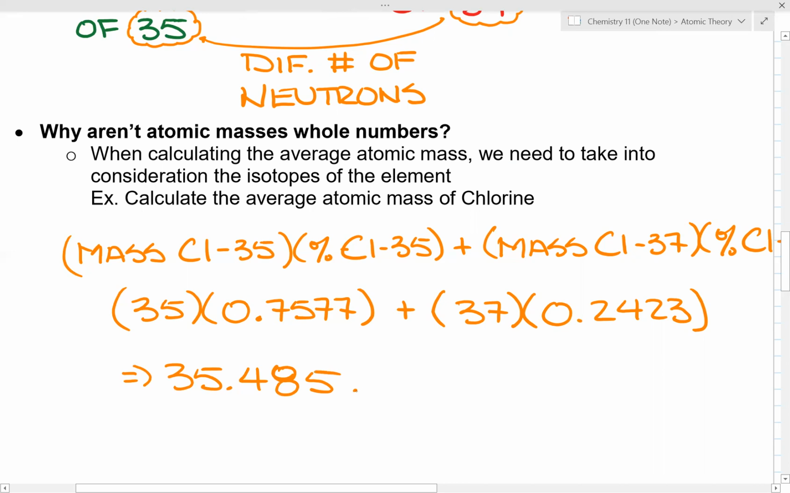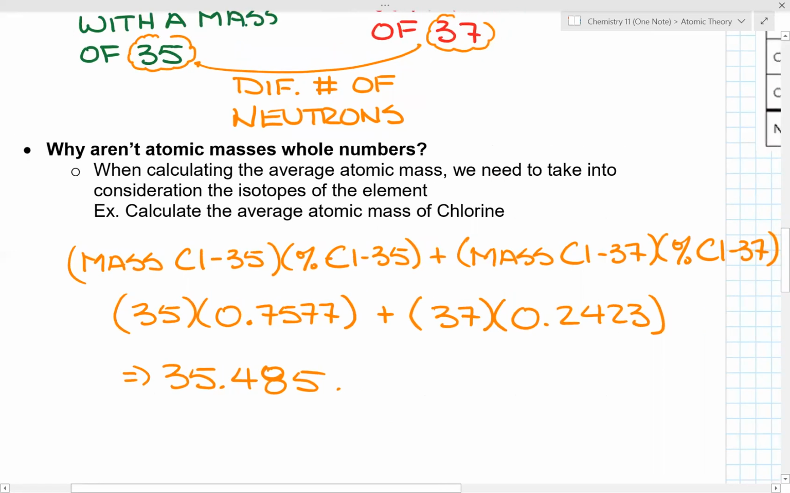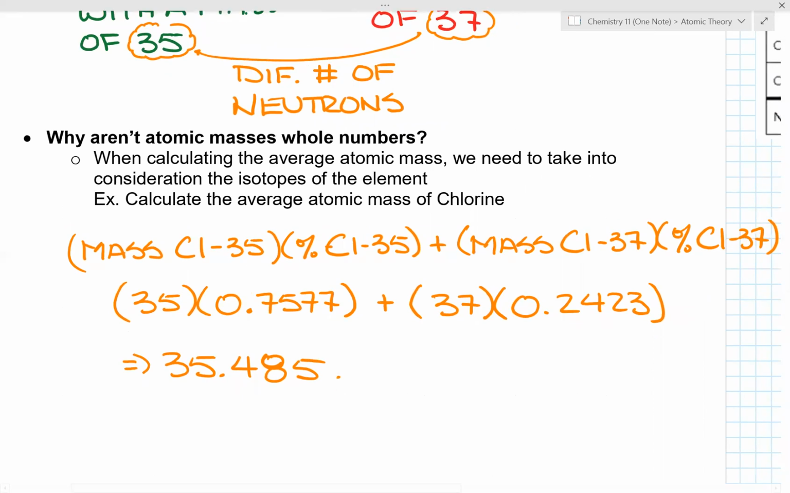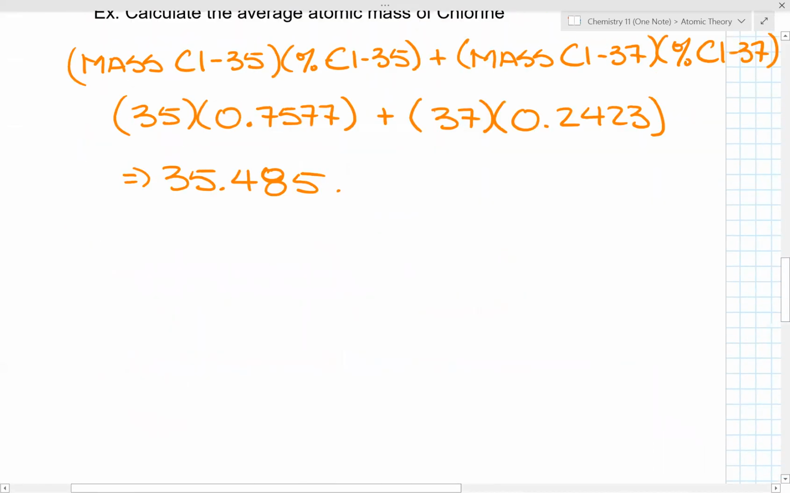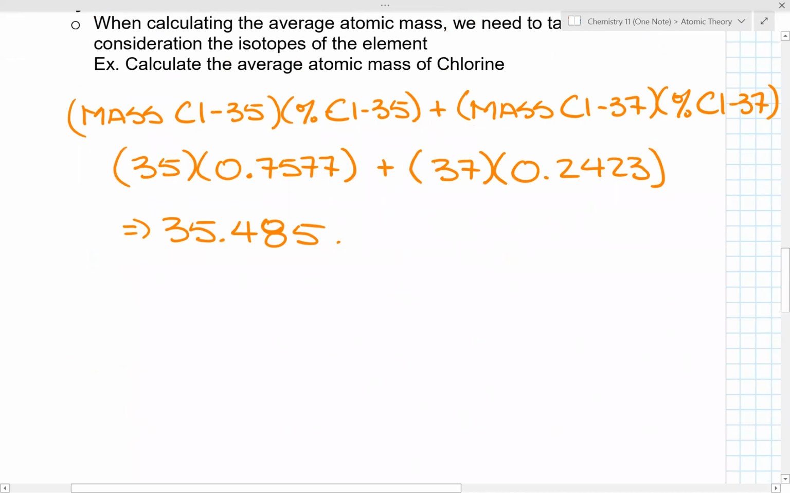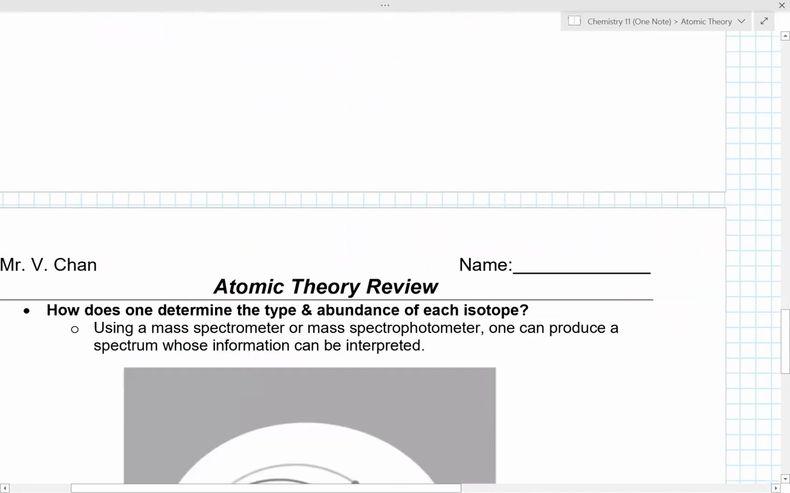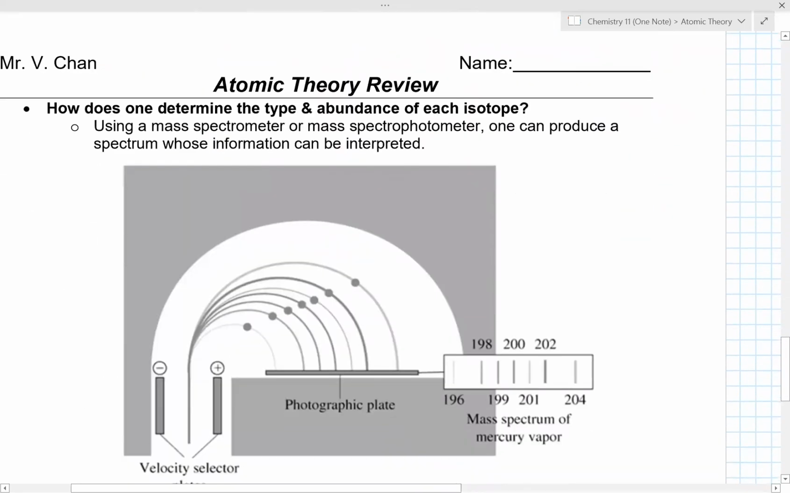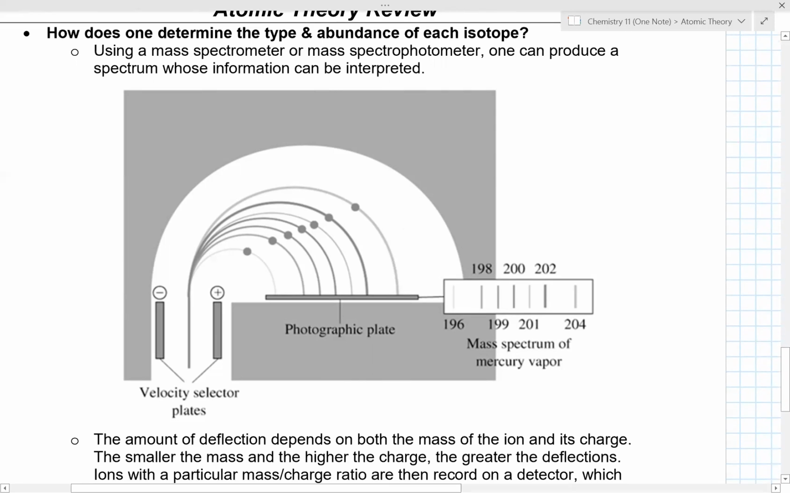Now, again, there's experimental uncertainty. So that's why this doesn't match up exactly with the atomic mass that's on your periodic table. Okay. Now, how do they get this percent abundance? How do they know this? Well, they use something called a mass spectrometer. One can produce a spectrum whose information can be interpreted.